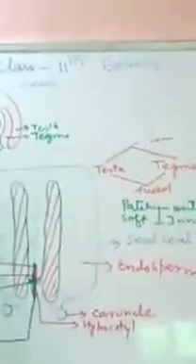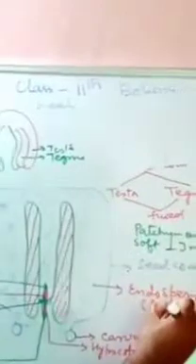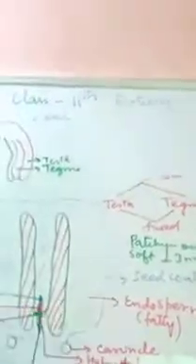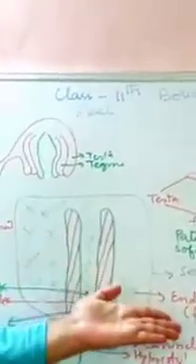Now the reserve food stored here in the endosperm is fatty. How do you come to know that it is fatty? When this castor seed is crushed, we get oil, and that oil is fatty in nature. So the reserve food in the endosperm is fatty in nature.